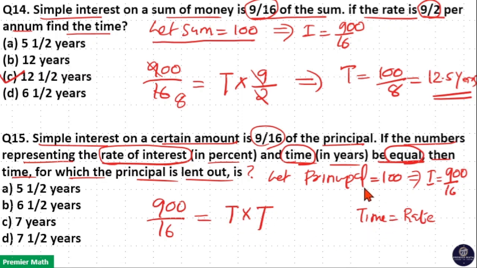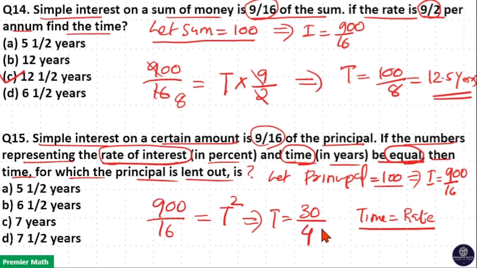We also take the principal as 100 here, so you don't have to worry about dividing by 100. Because here time is equal to rate, we are representing both with letters. That is T square. I will write it as T square. Now T square is 900 by 16, which means T is equal to 30 divided by 4, which is equal to 7.5 years. So option D is your answer.